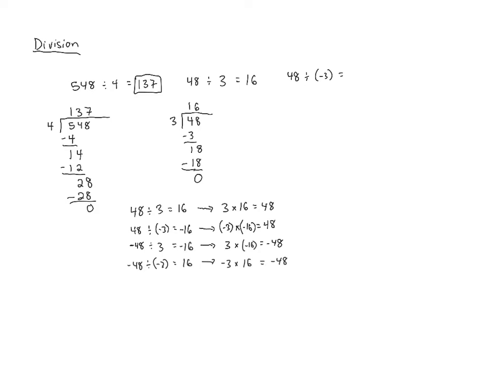And if we look at these 4 examples of division, we can see that the rules for dividing with negatives are the same as the rules for multiplying with negatives. When they have the same sign, the answer is positive. And when they have different signs, the answer is negative. So the rules here are the same as the rules with multiplication.